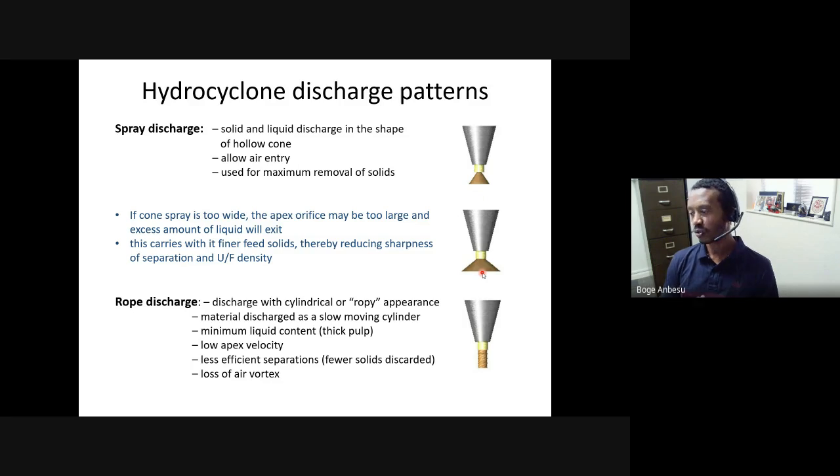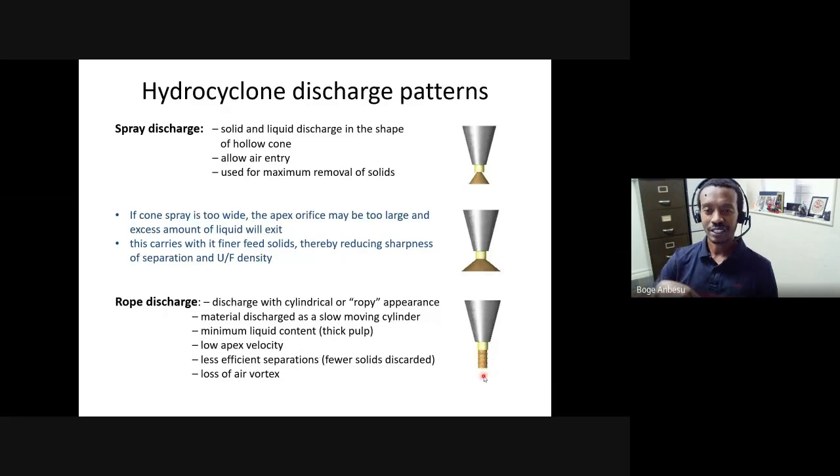So spraying usually means water is discharging in that end, and with that, fine particles are discharged. And we don't want fine particles to discharge. We expect only the coarse particles to discharge at the discharge end. And therefore here, you should have a very low underflow density as a result of the excess water exiting there as well. So the other possibility is the discharge looks like this one, like a rope.